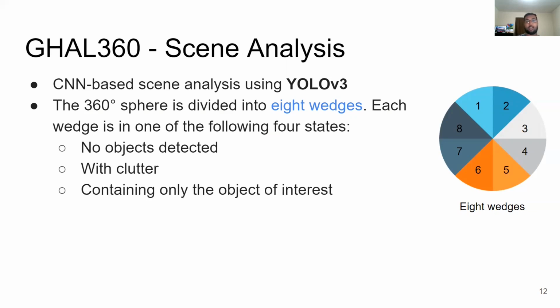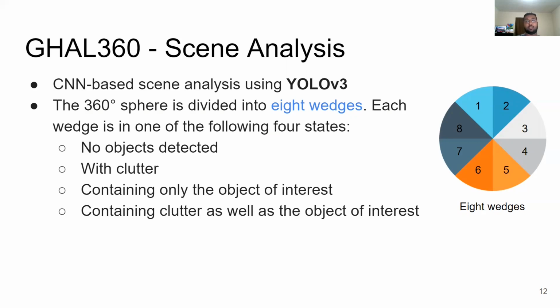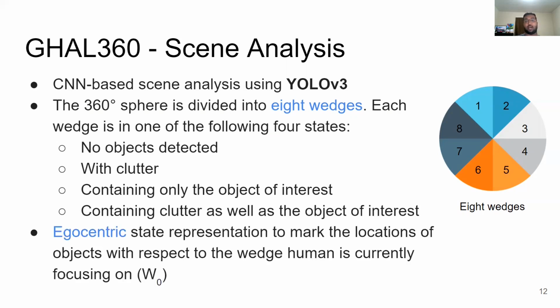The third is the state where the wedge contains the object of interest. The fourth is the wedge which contains the object of interest but with clutter. All of the states are represented in an egocentric manner to show the locations of the object with respect to the currently focused wedge by the human operator.